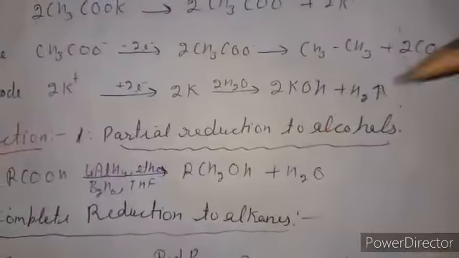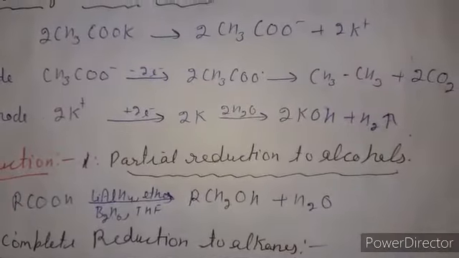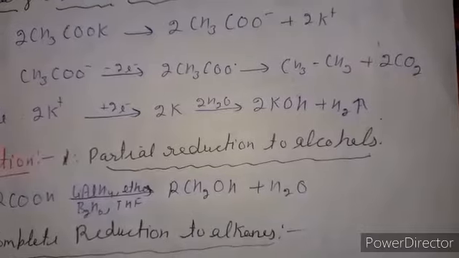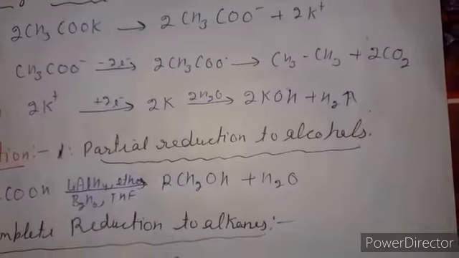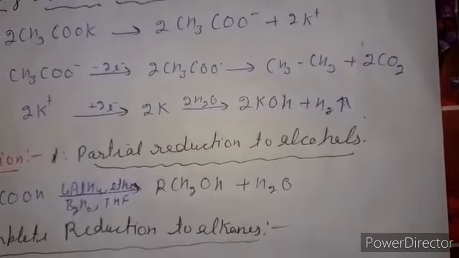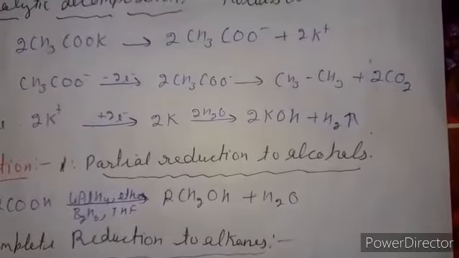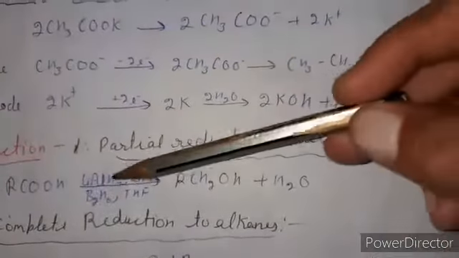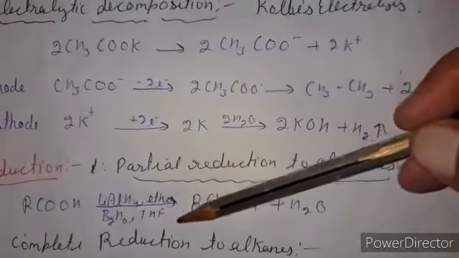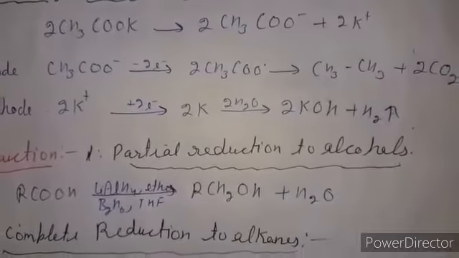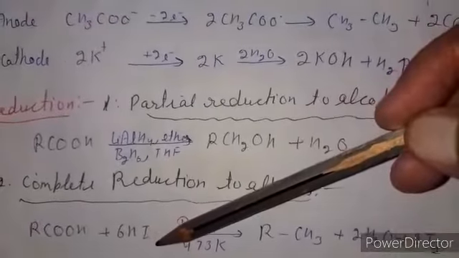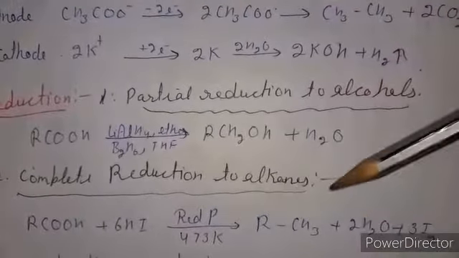Next, reduction. Upon partial reduction of a carboxylic acid with lithium aluminum hydride, or in the presence of hydrogen and copper chromate, they are reduced to alcohol. We can also reduce carboxylic acid with diborane in tetrahydrofuran. So carboxylic acid reduced by lithium aluminum hydride in ether, or by diborane in the presence of tetrahydrofuran, forms a primary alcohol. For complete reduction, if we reduce carboxylic acid with the strong reducing agent HI in the presence of red phosphorus, it forms an alkane.